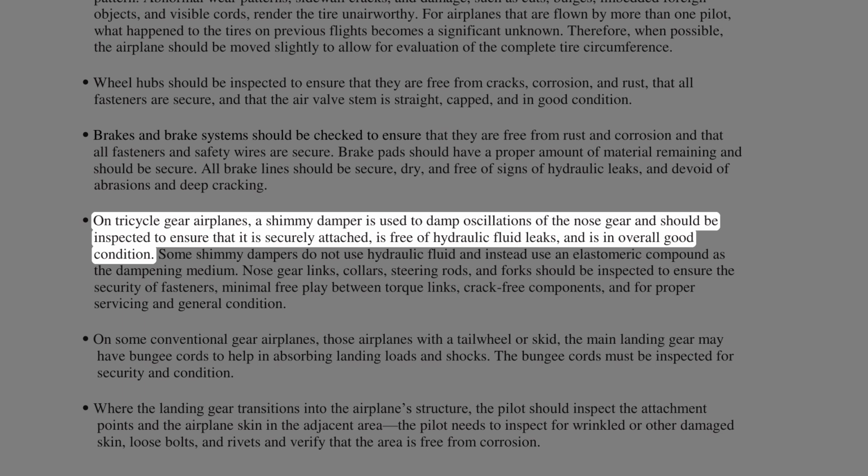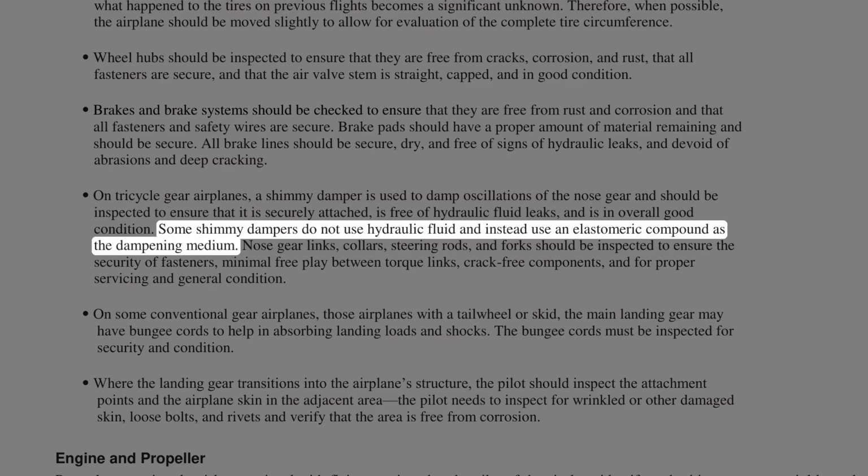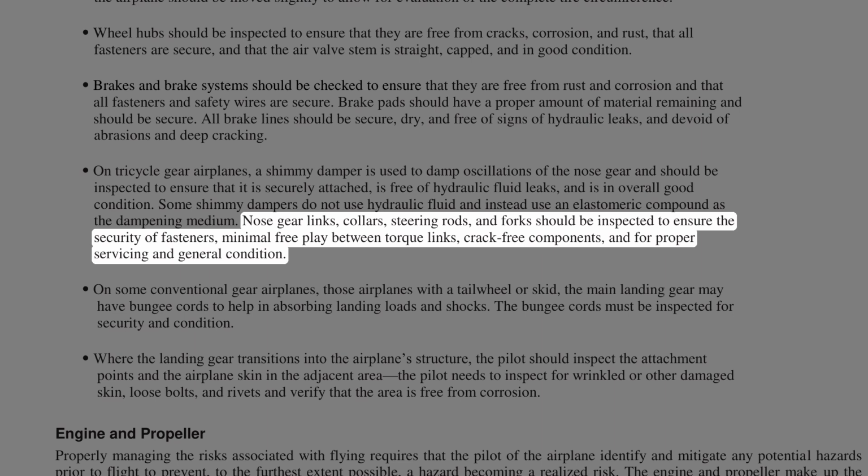On tricycle gear airplanes, a shimmy damper is used to damp oscillations of the nose gear and should be inspected to ensure that it is securely attached, is free of hydraulic fluid leaks, and is in overall good condition. Some shimmy dampers do not use hydraulic fluid and instead use an elastomeric compound as the dampening medium. Nose gear links, collars, steering rods, and forks should be inspected to ensure the security of fasteners, minimal free play between torque links, crack-free components, and for proper servicing in general condition.